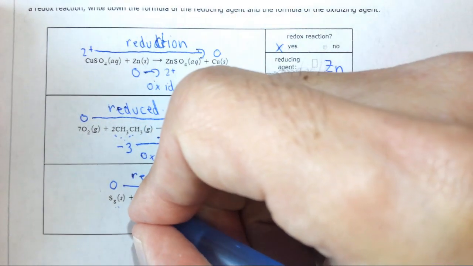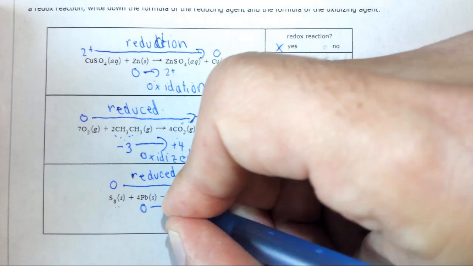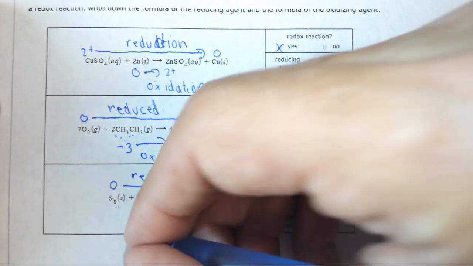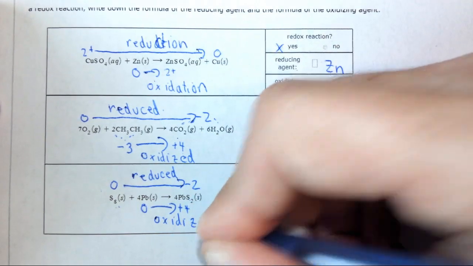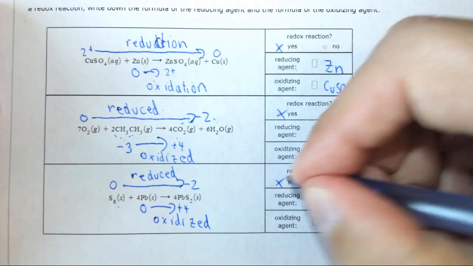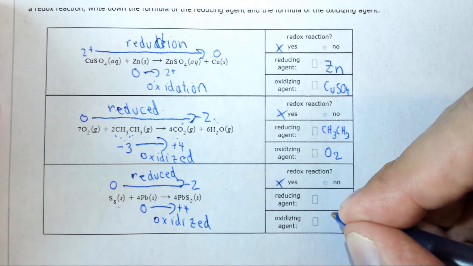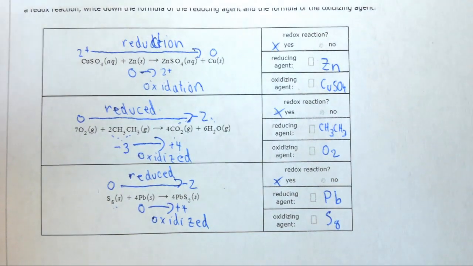And lead is elemental here. It went from 0 to +4, so it lost electrons, so it is oxidized, or oxidation. So yes, this is definitely a redox reaction. The thing that's reduced is the oxidizing agent. So in this case, the oxidizing agent is S8, and the thing that is oxidized is the reducing agent. So in this case, lead is the reducing agent.